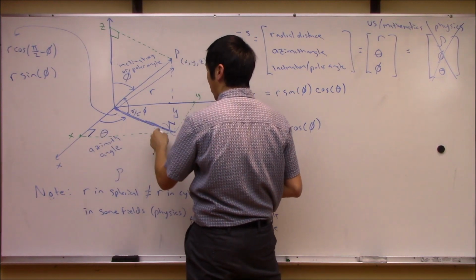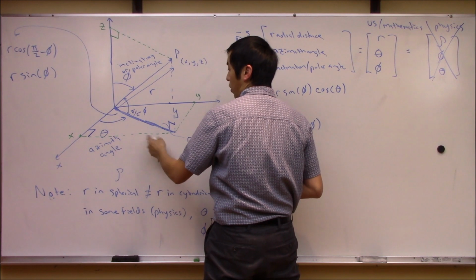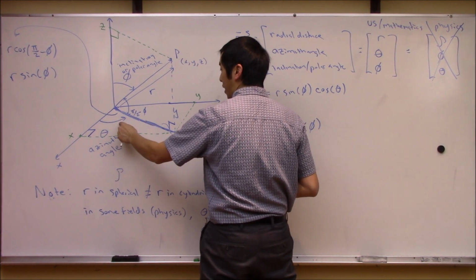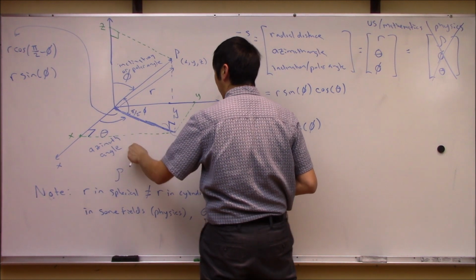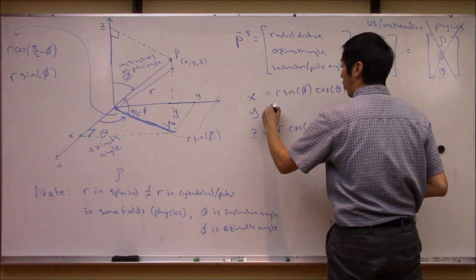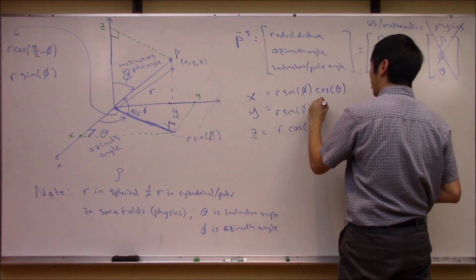y is the same thing, because it's just this distance here. So it's just hypotenuse times sine of theta. So the hypotenuse is r sine phi, so that's r sine phi times sine of theta.